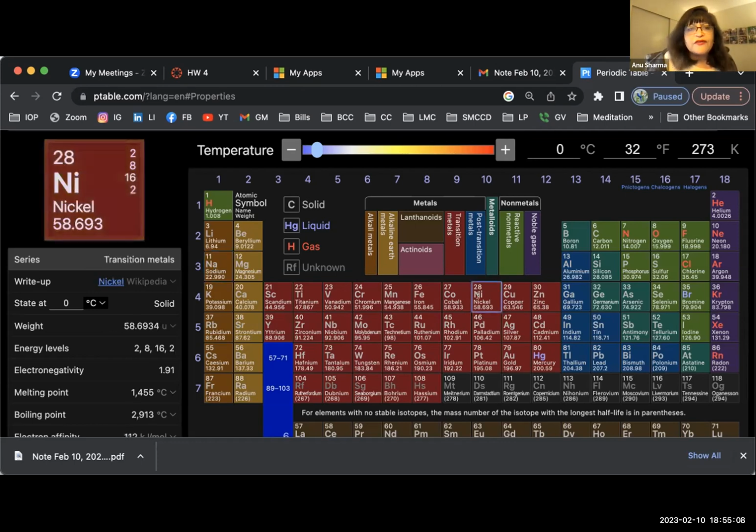Similarly, nickel, 58.693 becomes 59, right? Iron is 55.84. Commonly we use it as 56. So mass numbers you can round up if after the decimal the number is above 5, but if it is below 5, you just use the number as is. Okay, so that was from the periodic table. All right, let's go back and show you how to do the problem.